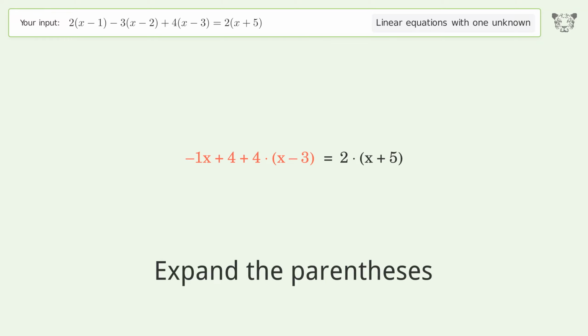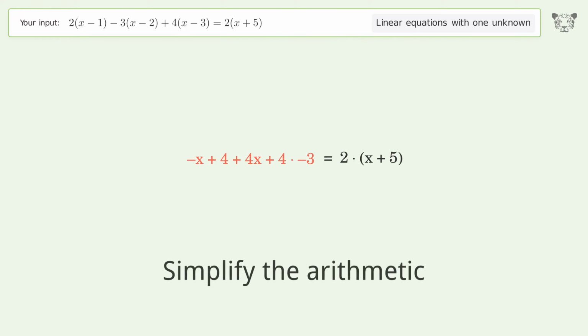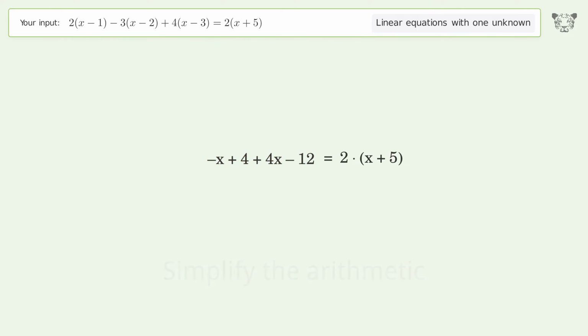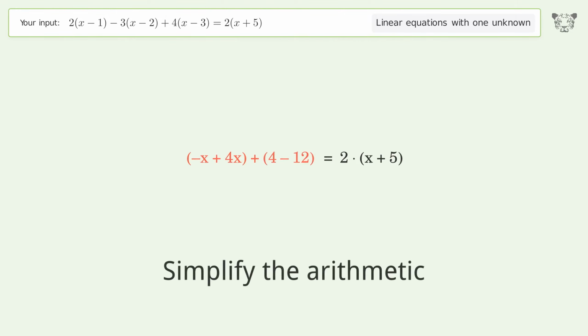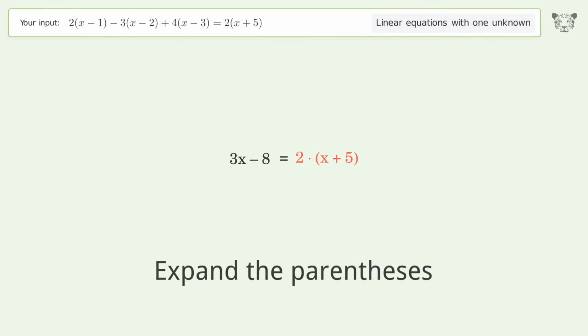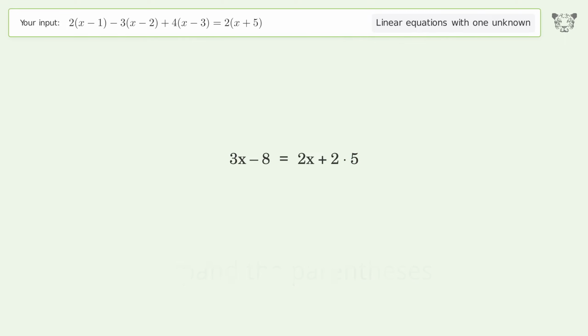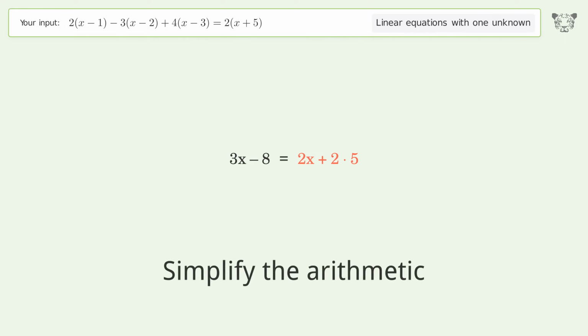Expand the parentheses. Simplify the arithmetic. Group like terms. Simplify the arithmetic. Expand the parentheses. Simplify the arithmetic.